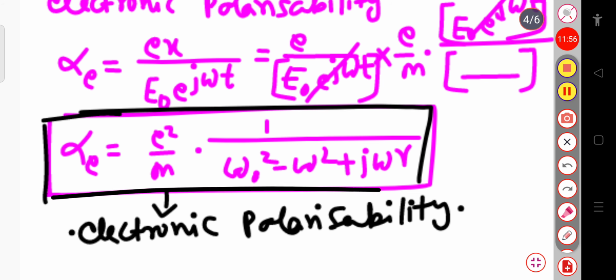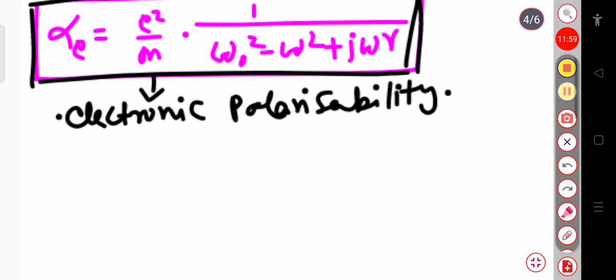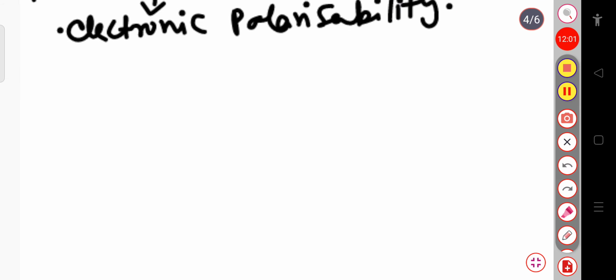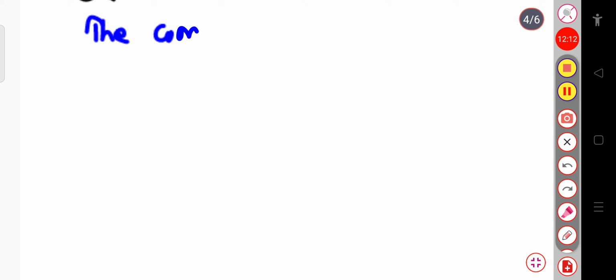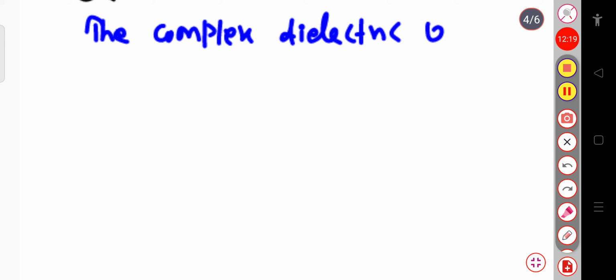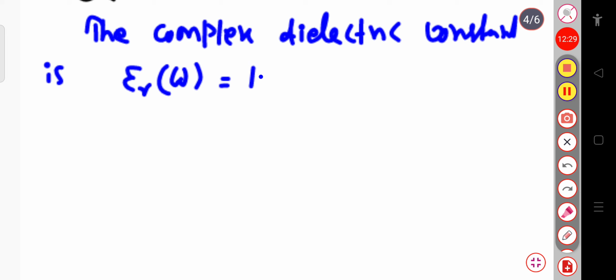Now if I calculate the dielectric constant, let me write the complex dielectric constant here. That is epsilon r of omega, a function of omega, equal to 1 plus the susceptibility chi e. This is the electric susceptibility.